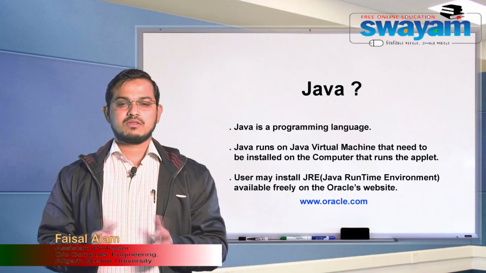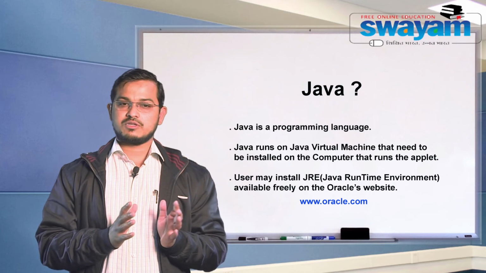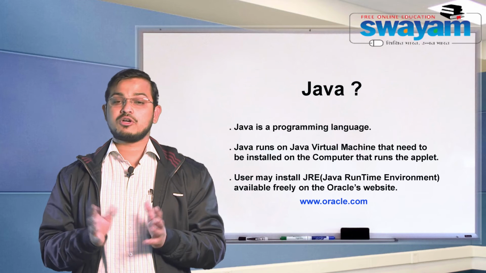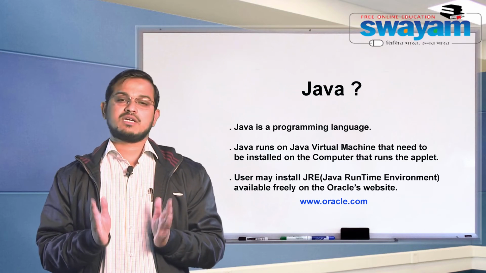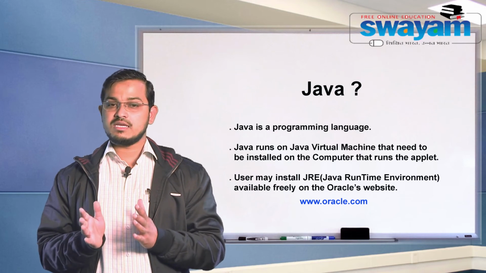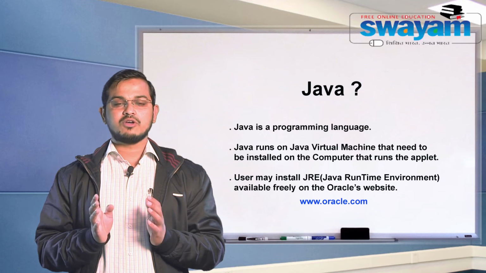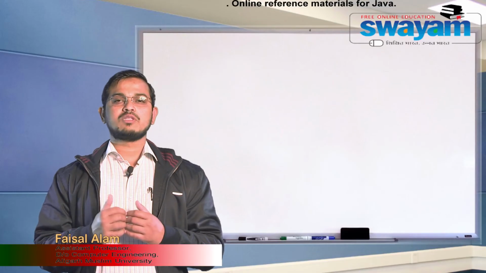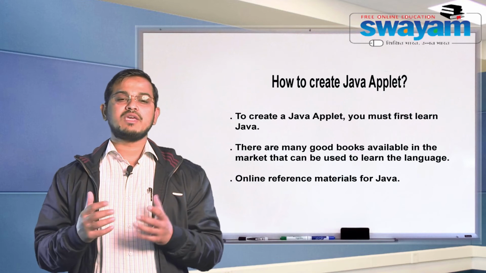Now, what is Java? Java is a programming language. It runs on a software called Java Virtual Machine. To run Java, you must first install Java Virtual Machine, or JVM in short, on your PCs. It is available in two versions: JDK, that is Java Development Kit, or JRE, Java Runtime Environment. They can be freely downloaded from the official website of Oracle, www.oracle.com.